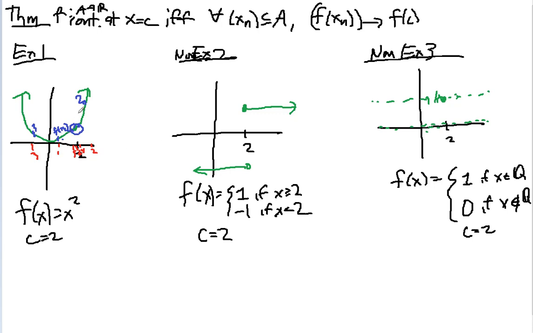I think you might be able to imagine that no matter what red sequence I pick down here, when I map it up to the green line, it's always going to be close to 4, which is f of 2. There's no way to kind of get around that. Let's contrast that with over here.